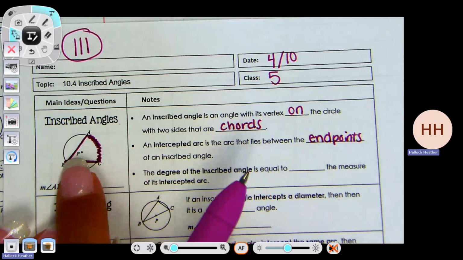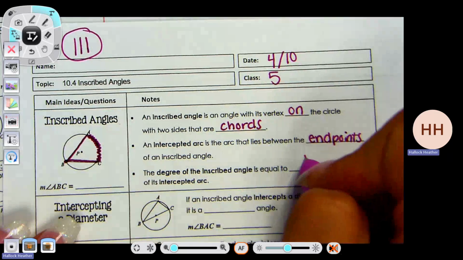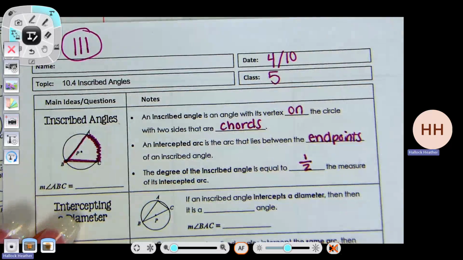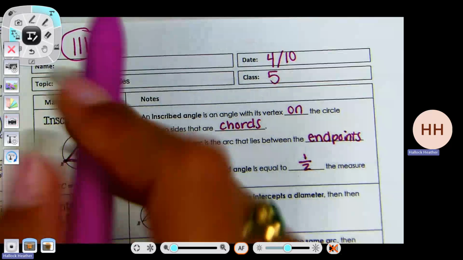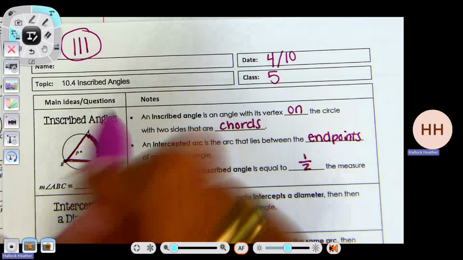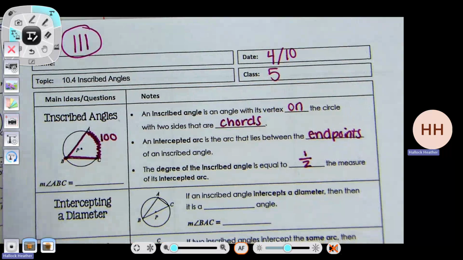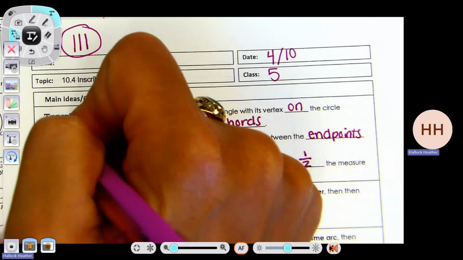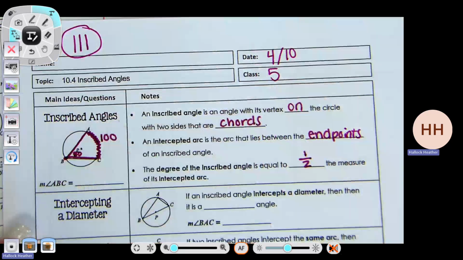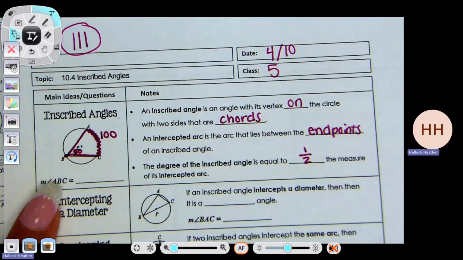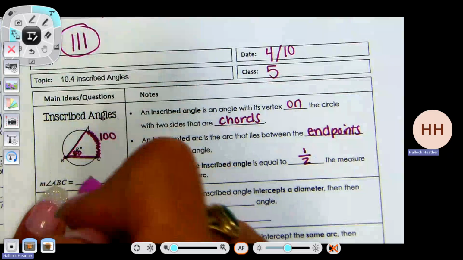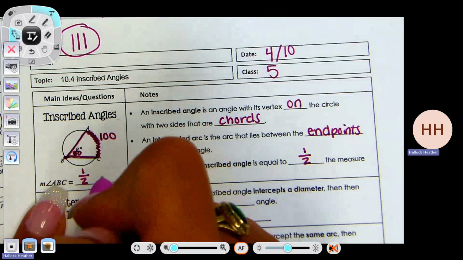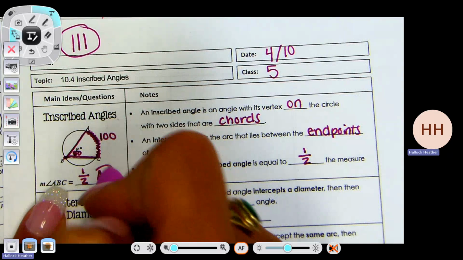And then the math part that comes along with this: the degree of the inscribed angle, so the degree of the angle is equal to half the measure of the arc. So if my arc was 100, let's keep it easy peasy, the angle ABC is not 100. How much would it be? 50, because you're cutting it in half. So this would be 50. Ooh, it's a little small, but that's 50. So the rule is the angle ABC is equal to half the arc. There's my little arc.